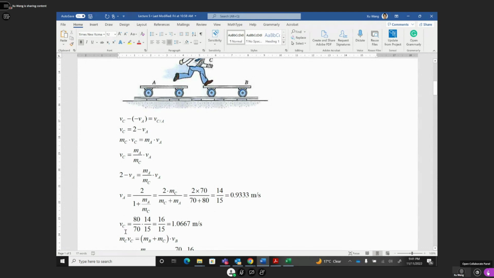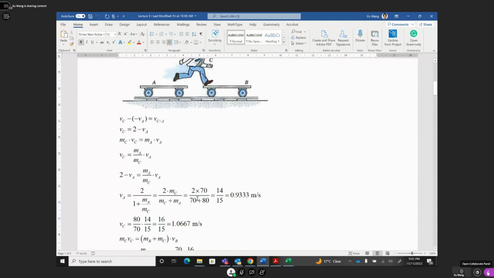V_C equals 80 divided by M_C, which is 70, multiplied by V_A. V_A is this one, 14 divided by 15. Calculate this one and simplify. You will get 16 divided by 15, equal to 1.0667 meters per second. That's V_C, and you get V_A.